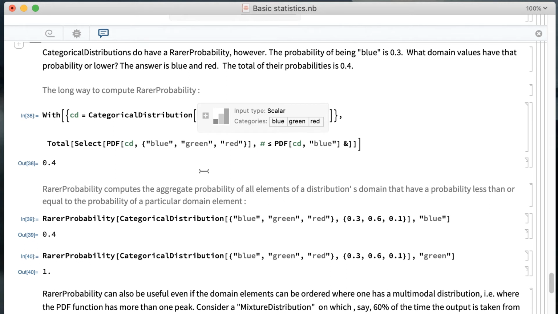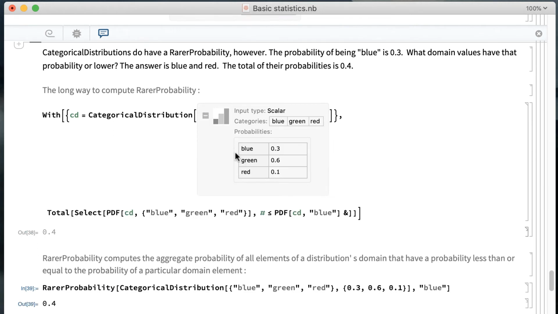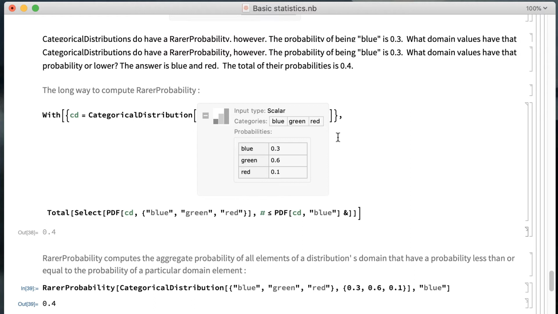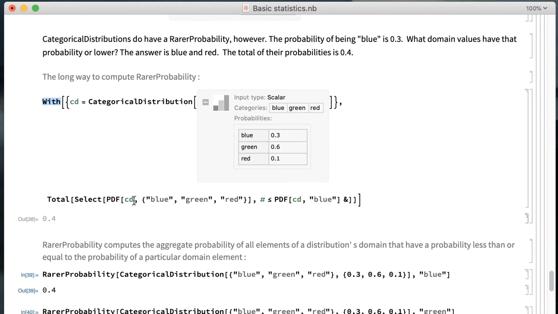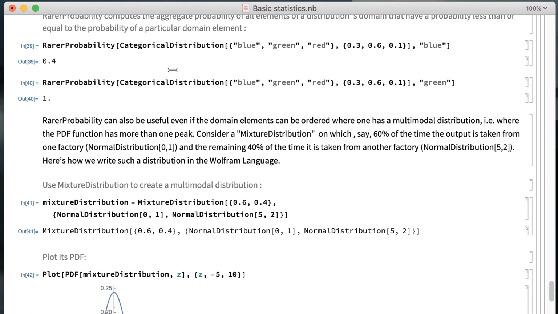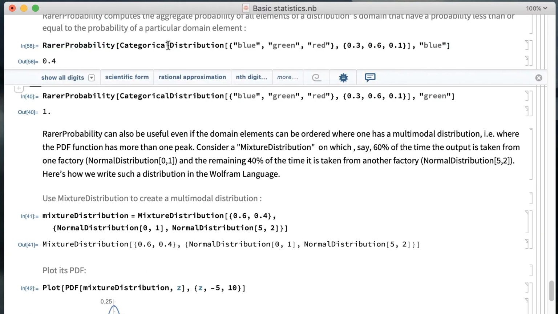And so what we're asking is, here, the probability of being blue is 0.3. So what's the probability that a random draw from this distribution will have associated with it a probability less than or equal to 0.3? Well, blue makes the cut, it's less than or equal to 0.3. Green fails, it's 0.6. And red succeeds, it's less than or equal to 0.1. The sum of 0.3 and 0.1 is 0.4. And if I wanted to program that and we didn't have a rarer probability function, I could do this. But thankfully, we do have a rarer probability function, and so I can now just ask it. If I want to know the probability to be less than or equal to green, everything's less than or equal to green, and so it's 1.